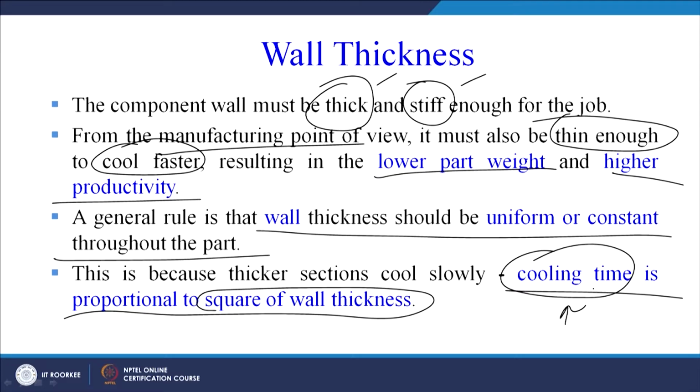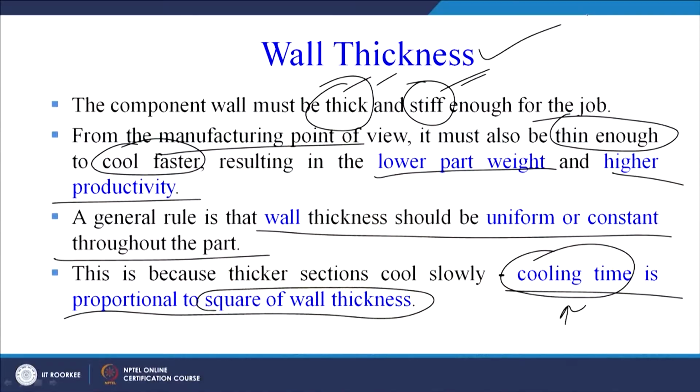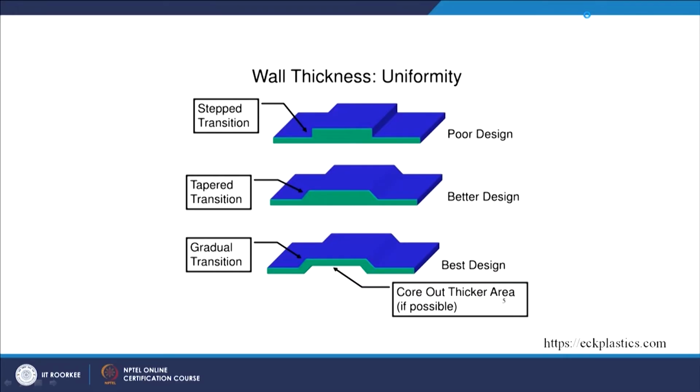So, we have to ensure that the part cools at a faster pace in order to ensure high productivity of the manufacturing processes, but at the same time we must not make a very thin-walled part, because it is certainly going to affect the rigidity or the stiffness, as well as the performance of the plastic part. So, we have to judiciously select the wall thickness, and here we can see it makes it absolutely clear.